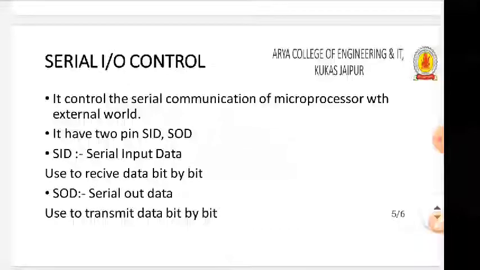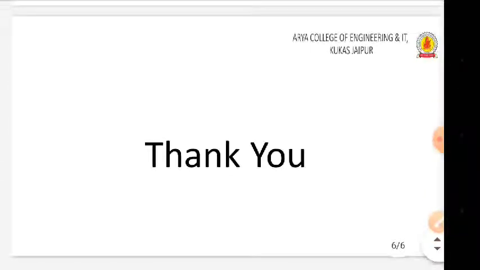Serial input output control. This section controls the serial communication part of the microprocessor with the external world. Serial communication means the communication is bit by bit, and it has 2 pins, SID and SOD. SID stands for serial input data, used to receive data serially, that means bit by bit, and SOD is serial output data, used to transmit data bit by bit, which means serially, at a time only one bit can be transmitted through this port. Okay, thank you.